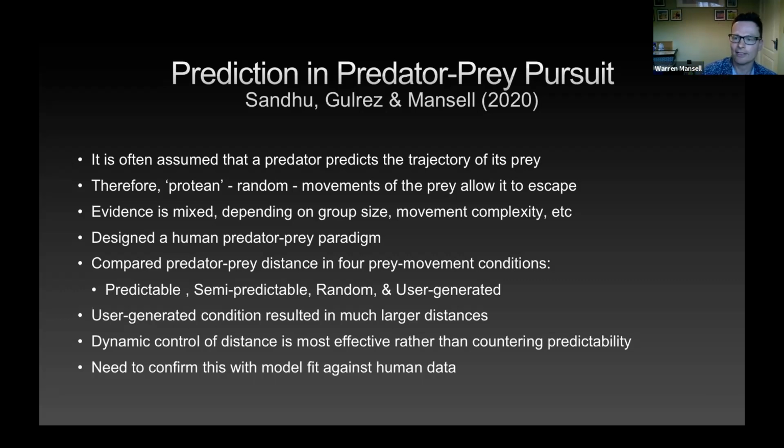But we wanted to do this in an experimental task where we could manipulate how predictable the movement of the prey was and see how successful the predator was at catching it, but also have a version where a human user is being the prey. If the human is doing something different that isn't just random and isn't just predictable, then we'll find out what that is by doing this version of the task.